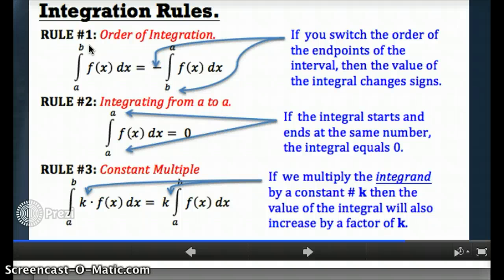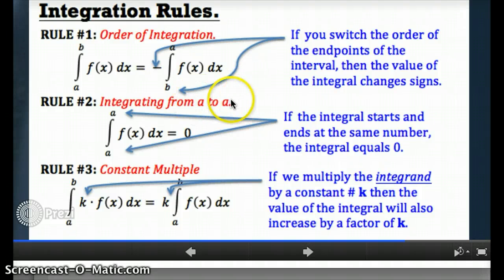You don't necessarily have to write the smaller number on the bottom, however. In particular, if I know what the area is from 2 to 8, then the integral from 8 to 2, switching the order, is exactly the negative of whatever that original area was. In other words, if you switch the order of the endpoints, the sign of the integral changes, but the value itself stays the same. That should be pretty logical.